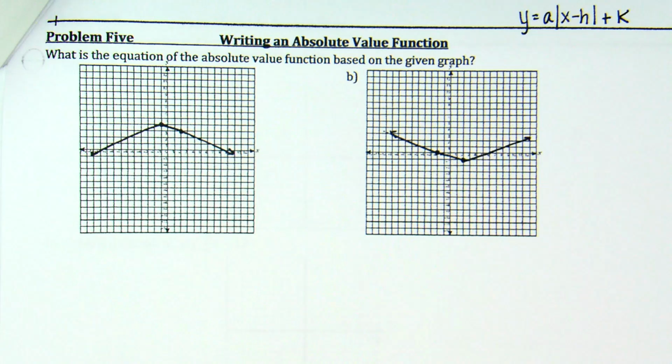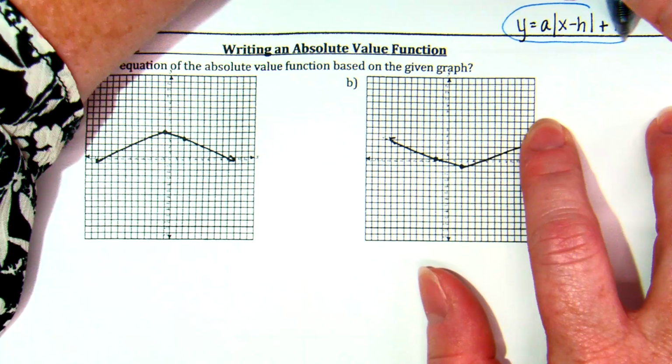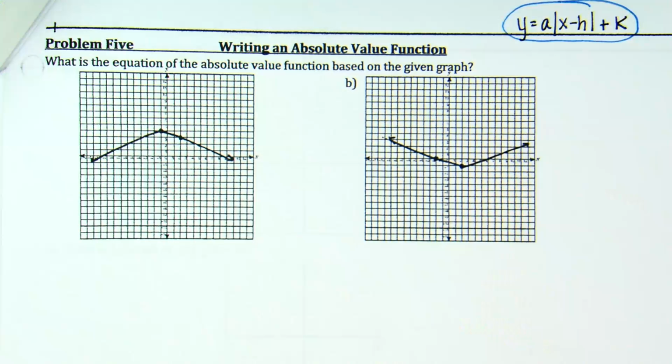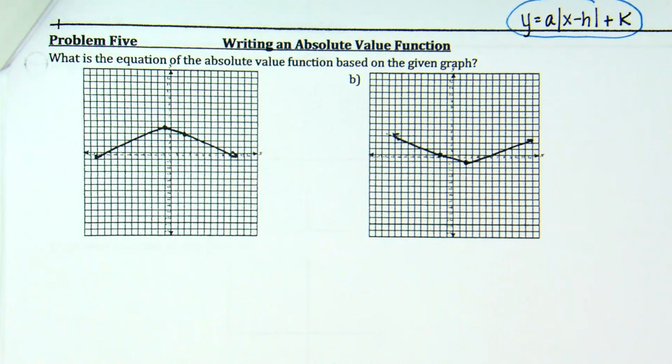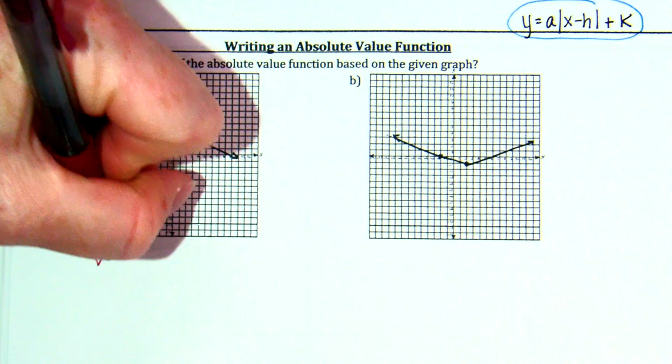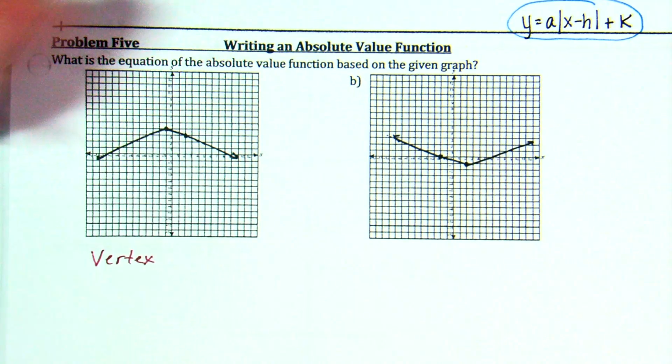Now, notice, as a reminder, that a basic equation is up the top right. So when it says what is the equation of the absolute value function based on the given graph, we're trying to fill in that equation. So I need to know an a value, I need to know an h value, and I need to know a k value. My technique is let's gather some information. Some of you will just whiz right to it. You've already written your equation. Awesome. For the rest of us, let's gather some necessary information.